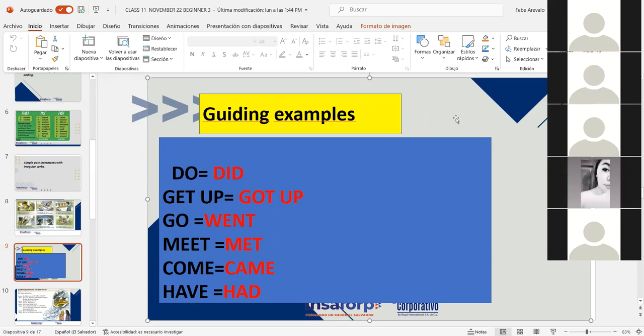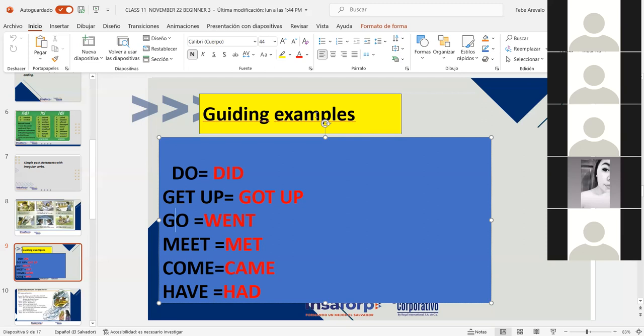Let's go with Maritza Rivera. Maritza, I'm simple present and you are simple past. Okay? Do. Did. Get up. Got up. Aquí sería got up. All right? Go. Went. Meet. Met. Come. Came. Have. Had. Excellent. Thank you. There you go. Thank you, Maritza. Let's go with Jamie.